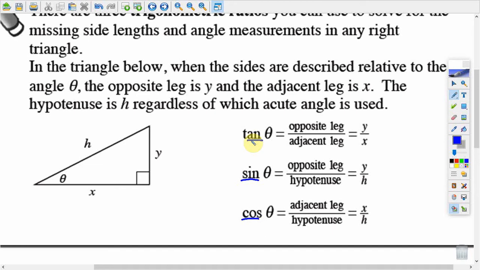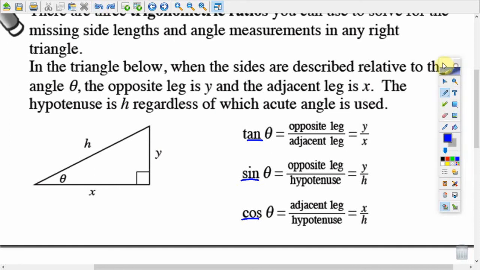In the triangle below, when the sides are described relative to the angle theta, the opposite leg is y and the adjacent leg is x. The hypotenuse is h, regardless of which acute angle is used. What they mean by that is that it depends on the value of theta for that angle, because obviously if we picked an alpha right here, that would change what was opposite and adjacent.